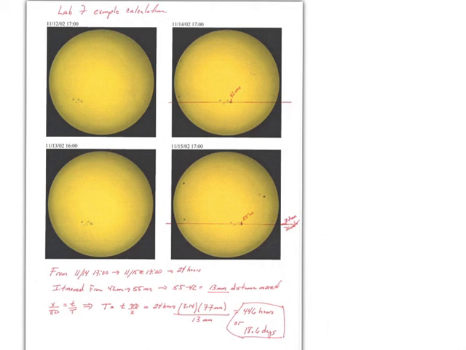Now, we know that it's between 25 and 35 days, so there's some error here, and that's okay. What I'm trying to get you to understand in this lab is the methods that we can use to measure something like period using pictures.